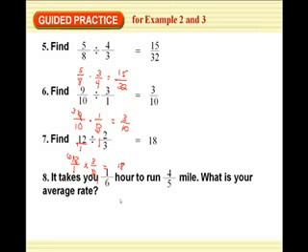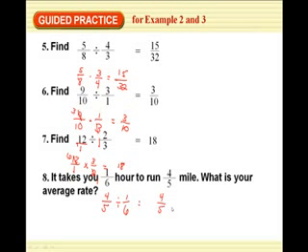It takes you 1/6 of an hour to run 4/5 of a mile. What is your average rate? So that was back on example number 2. Your distance divided by time. So your distance is 4/5 of a mile divided by your time, which was 1/6. And I didn't remember the formula. I had to look back at the example and see that.